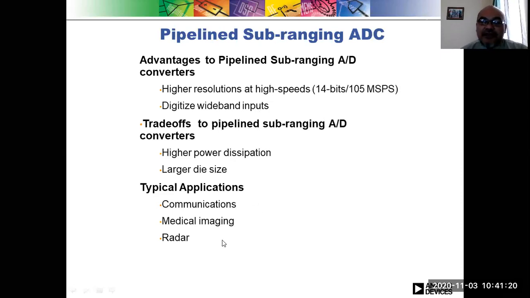So that's why, if you see the application, it is used for big instrumentation, for communication, medical imaging, the big instruments: CT scan, MRI, ultrasound, the ones that are put in the clinic, and also radar. Radar usually has a large size.